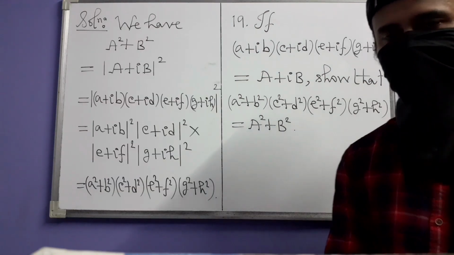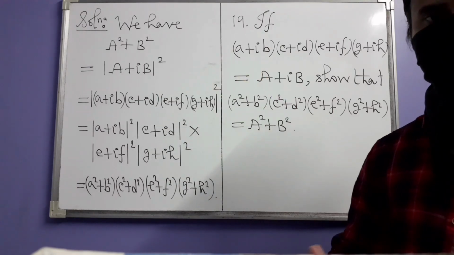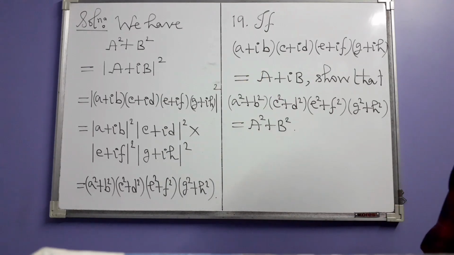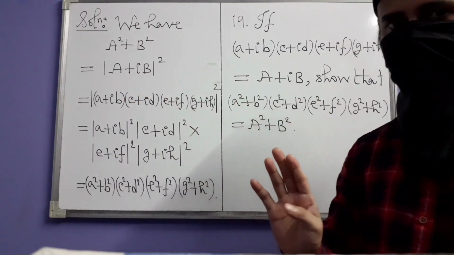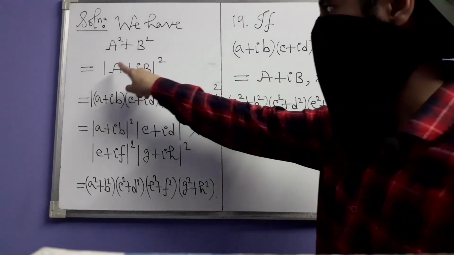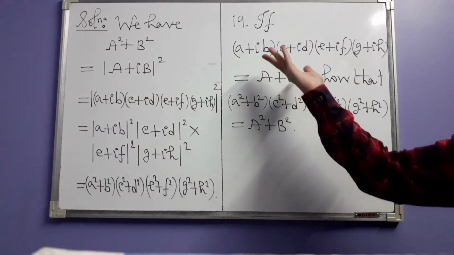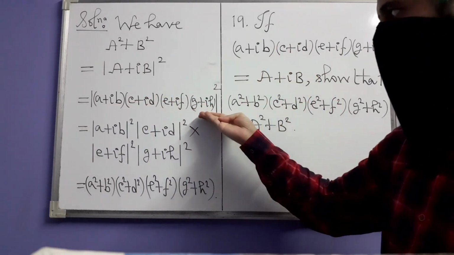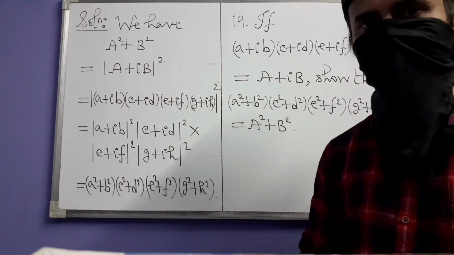So what we do in the solution, we start with A square plus B square, capital A square plus capital B square, which is not exactly the modulus of A plus iB, but it is the square of the modulus of A plus iB. So then you write what your A plus iB is, this product, and we are looking at the square of its modulus.